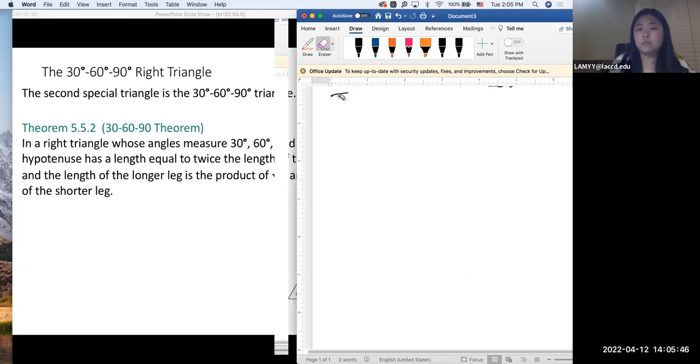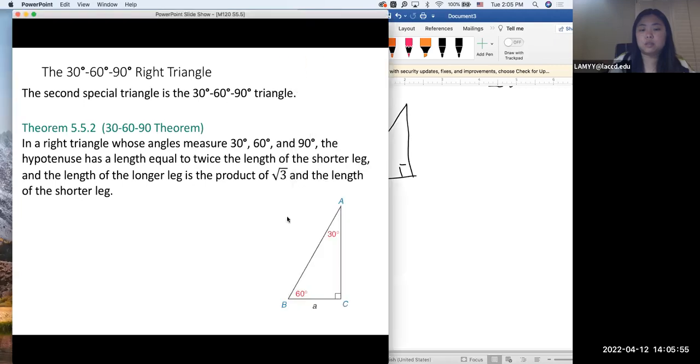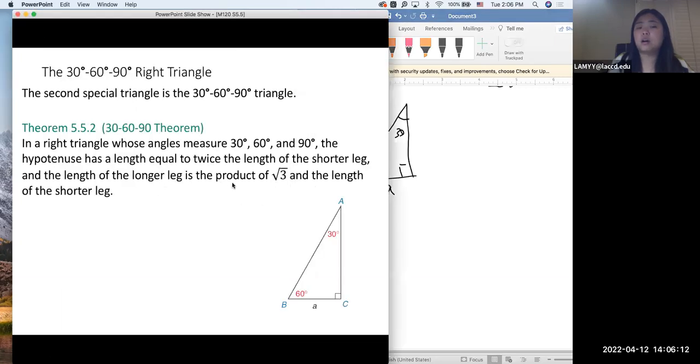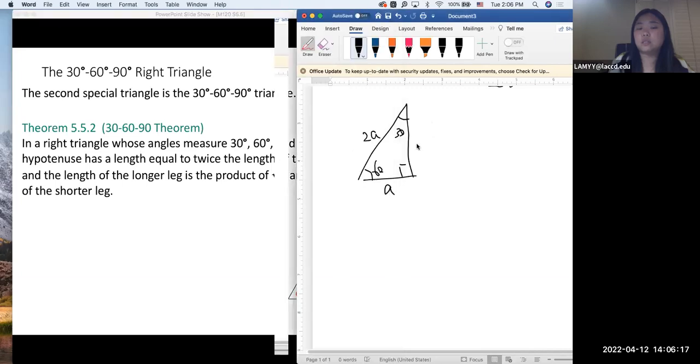This is gonna be the 60 degree, 30, and here I say if this is a, this is gonna be 2a here. Twice the length of the shorter leg, and the longer leg is the product of the square root 3 and the length of the shorter leg. So this is gonna be a square root 3.